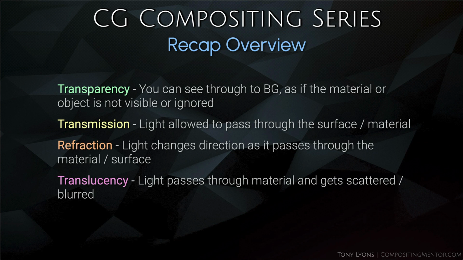So transparency: you can see through to the background as if the material or the object is not visible or ignored, as if it's not even there. Transmission: light is allowed to pass through the surface and material onto the other side. Refraction: light changes direction as it passes through the material or the surface. And translucency: light passes through the material and gets scattered or blurred.